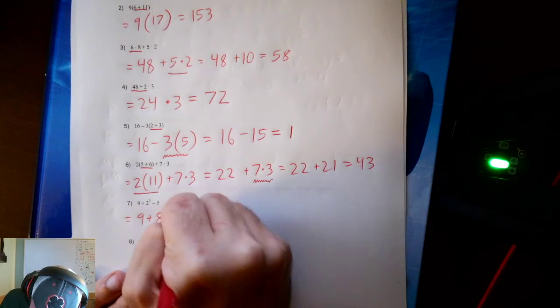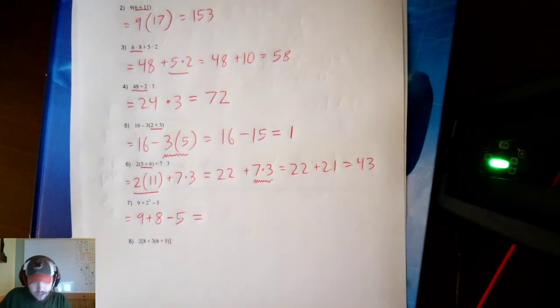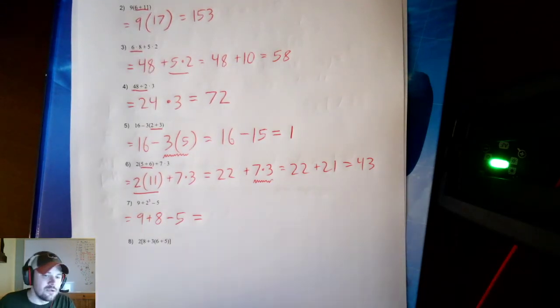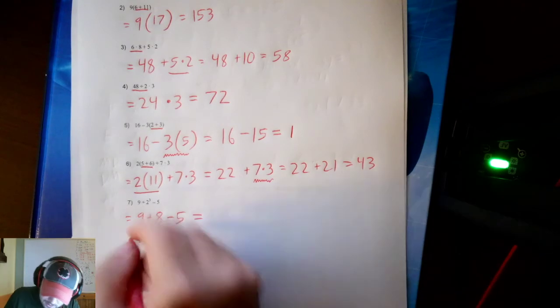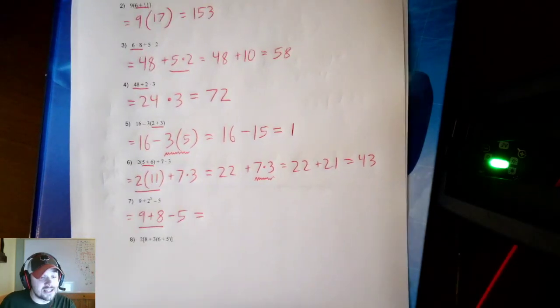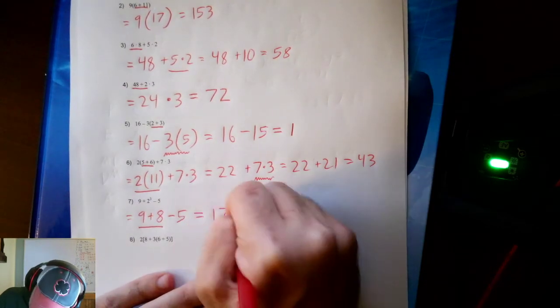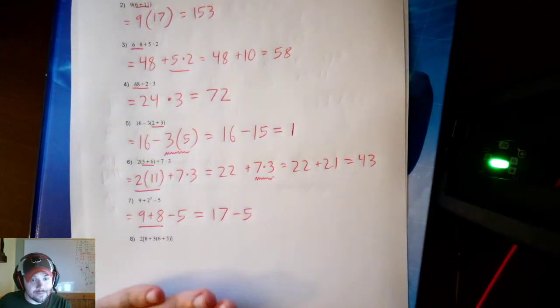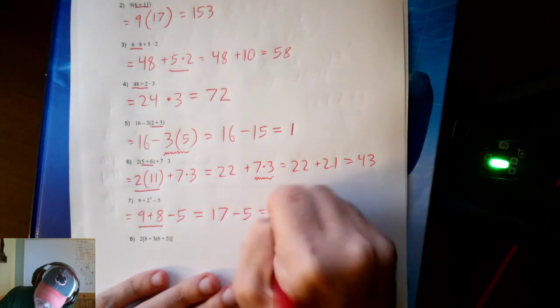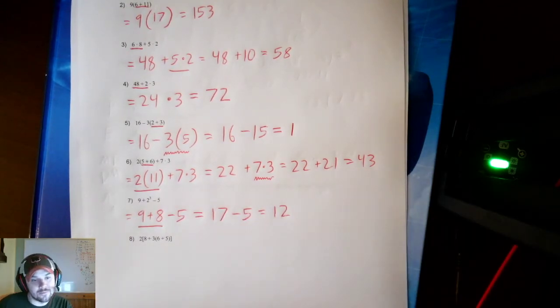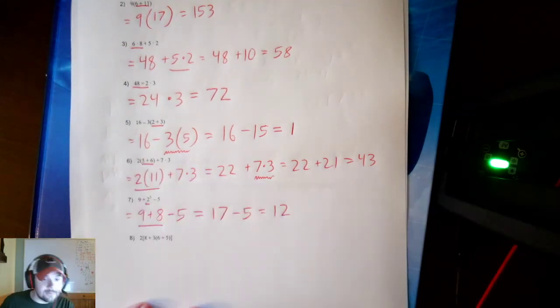And then I have that minus 5 trailing. Now I've done my exponents, I move on to multiplying. I'm done with multiplying, there was no multiplying. I move on to adding and subtracting. I'm going to add first because it's on the left. 9 plus 8 is 17, minus 5. Only one thing left to do, and that 17 minus 5 gives me 12. So I went one step at a time again, right? I did my exponent first.